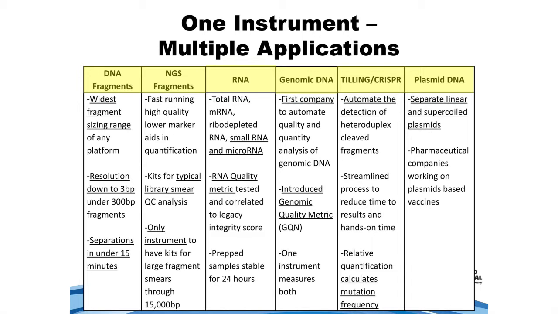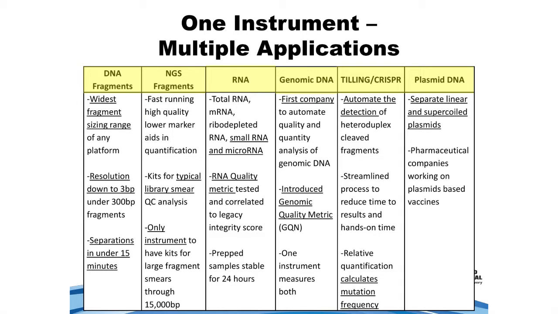We can look at incoming raw materials like RNA and genomic DNA. We were the first company to automate the quality and quantity analysis of genomic DNA and the first to introduce a genomic quality number. In addition to our kits for looking at total RNA, messenger RNA, and ribodepleted RNA, we are now the second company to have a microRNA, small RNA reagent kit available for use.